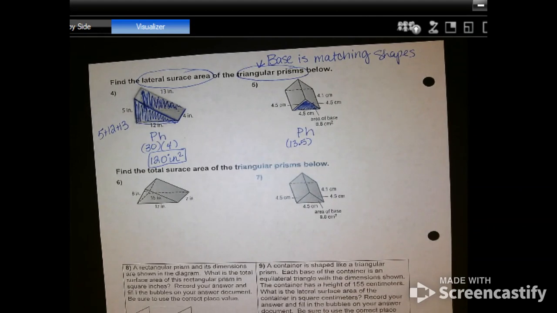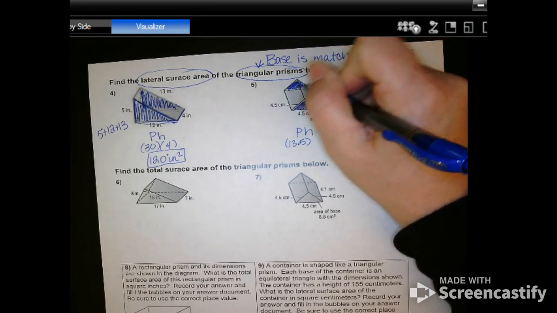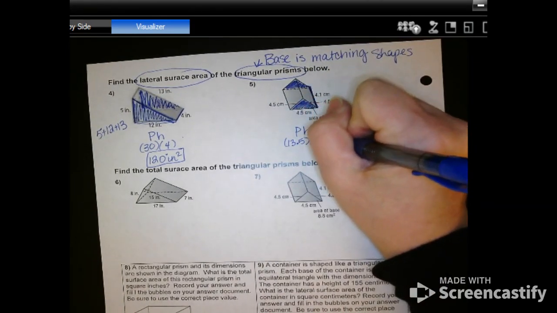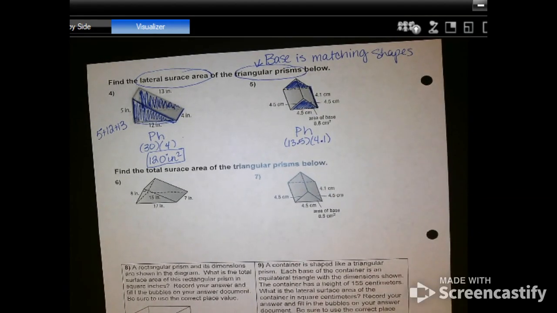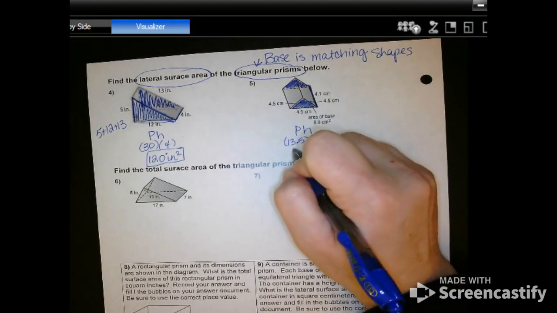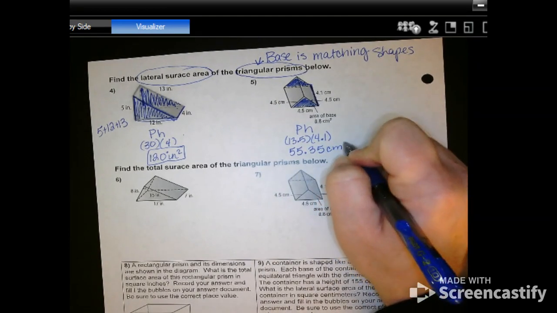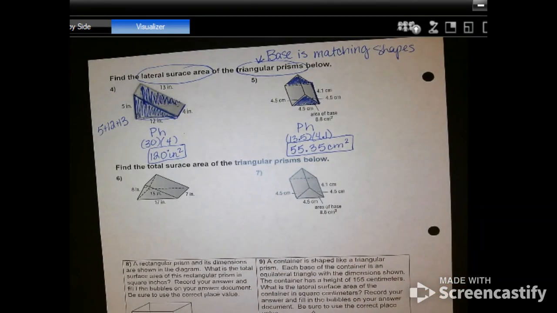Sydney, make sure you're writing. Okay, so if that's my base and this is my base, what would my height be? 4.1. Why is it 4.1? Distance between bases. Good. If I put that in my calculator, what do I get? 55.35. You can do a multiplication symbol in between them in your calculator. You just have to do something.